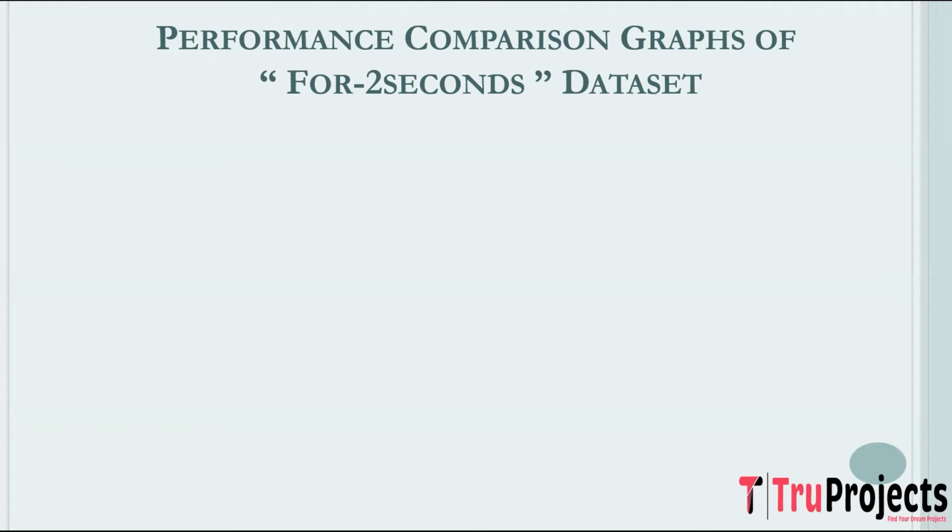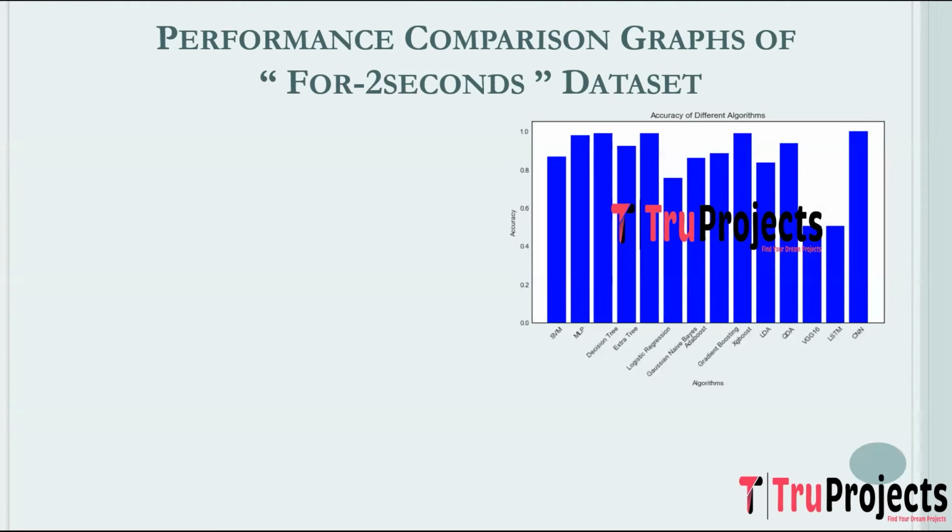So here, we have the performance comparison graphs for the dataset, which is for 2 seconds dataset. This is the accuracy comparison graph where the x-axis represents all the algorithm names and the y-axis represents the accuracy score. Similarly, we will have for other graphs also. Now we will know what is accuracy. Accuracy is the proportion of the correct predictions in a classification task, measuring the overall correctness of the model predictions.